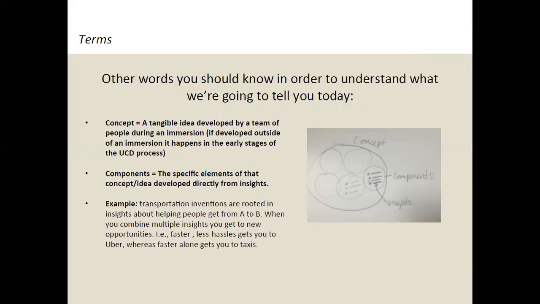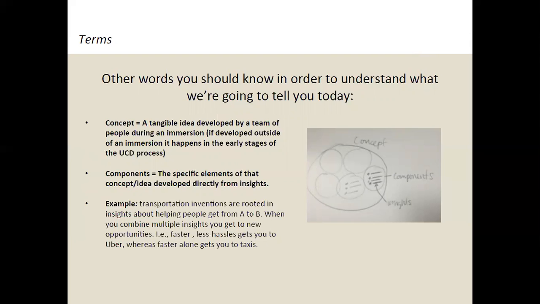Another term we'll be using is concept. A concept is a tangible idea developed by a team during an immersion. So a team of experts coming together develop these concepts. And components are specific elements that, when they come together, form a concept. Components are informed by insights. So different components are informed by insights, and when they come together, they form what we call a concept. So let me give you an example of when somebody wants to do a transportation innovation.